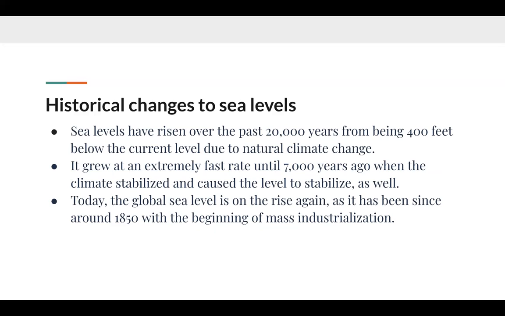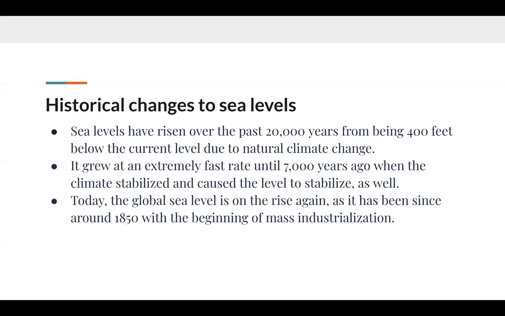To continue, in the 1850s, with the beginning of mass industrialization, it contributed to a rise in CO2 levels in our atmosphere. Carbon dioxide is a greenhouse gas, and a greenhouse gas traps heat. Greenhouse gases lead to an accelerated rate of global warming, and also lead to thermal expansion of water. Meaning, like Anna said in the beginning, when it gets warm, water molecules begin to expand and separate.